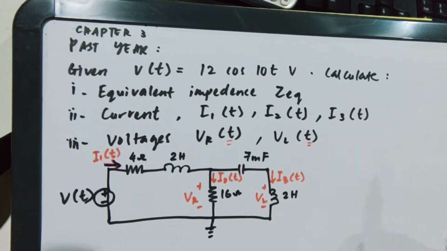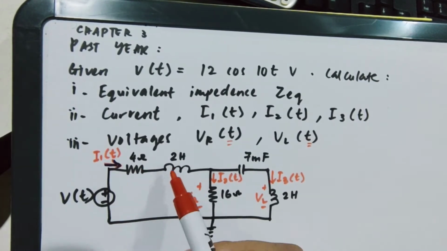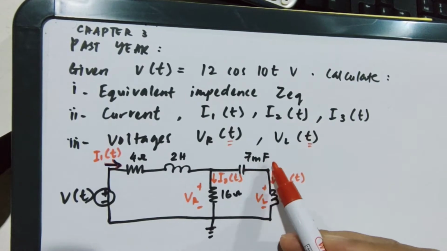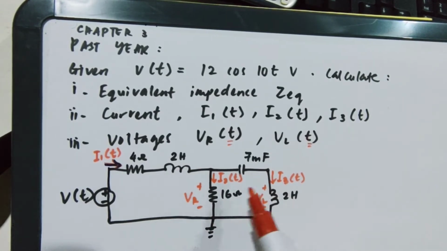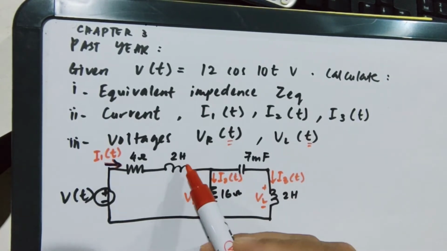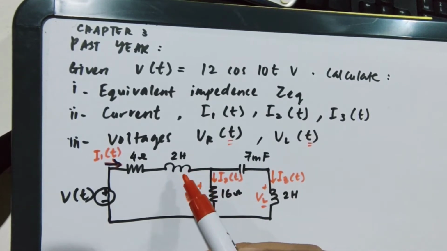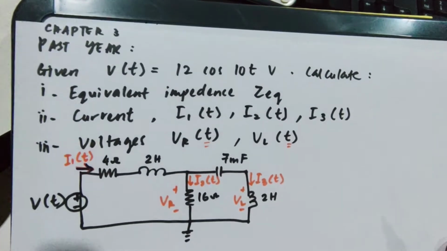I think that's it. So we have here a 4 ohm resistor, a 16 ohm resistor, an inductor of 2 Henry, a capacitor of 7 millifarad, and another inductor of 2 Henry. Since they are given the values of inductor and capacitor in Henry and Farad units, you have to change the values into the frequency domain in order to solve the rest of the question.